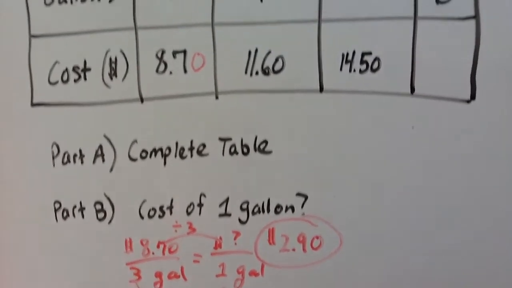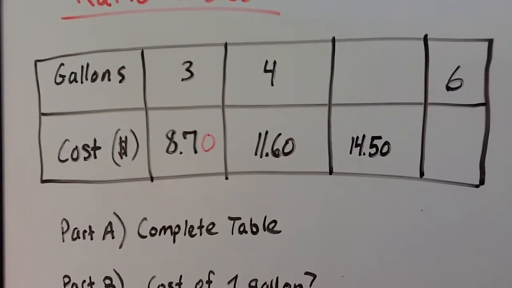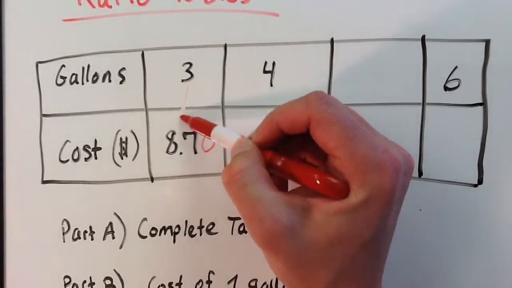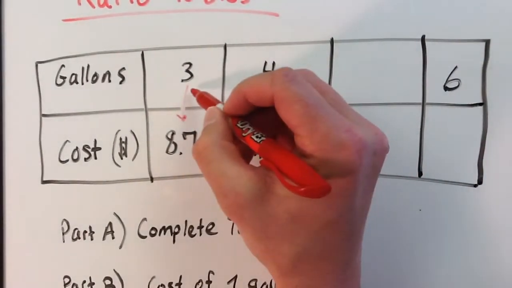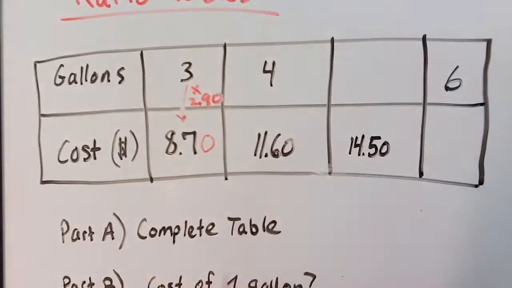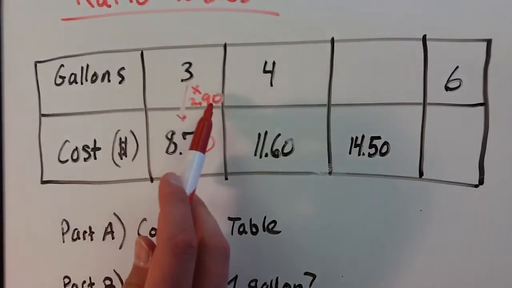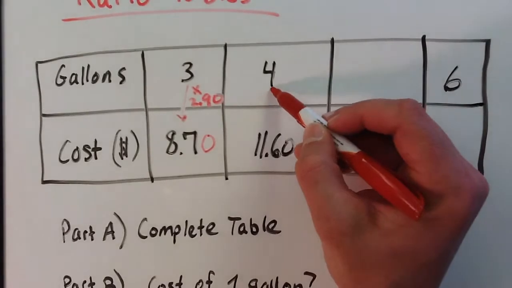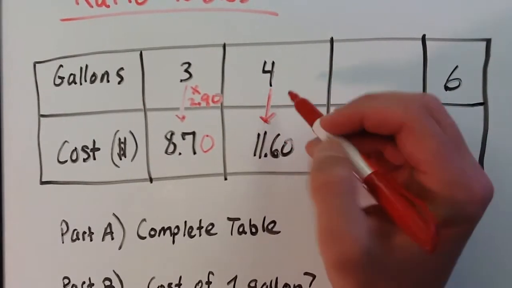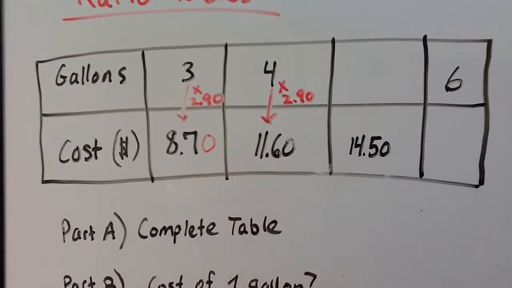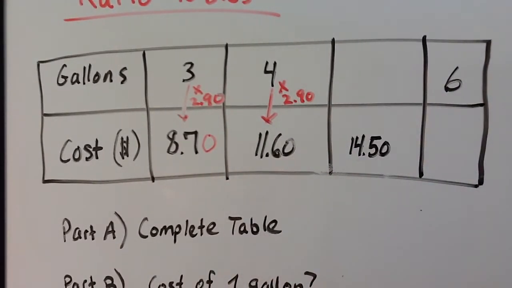Now, we can use that information to figure out the rest of the table, which is what part A is asking us to do. What we have found is that we take the number of gallons, and to get the cost, we multiply by $2.90, right? 3 gallons times $2.90 is $8.70. If you do the same thing from 4 to this price, 4 gallons times $2.90 should be $11.60. You can double check that in your calculator.